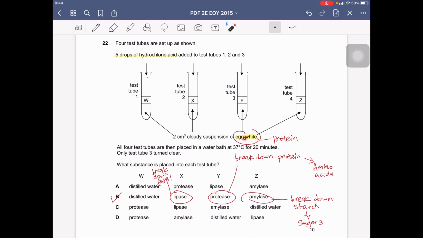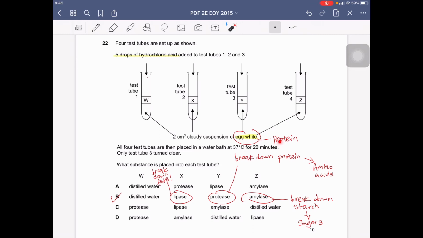So egg white is a protein. So you have your different substances, W, X, Y, and Z put inside. They are all very cloudy initially. However, there is only one test tube that turned clear. Now, test tube 3 turning clear means something must have happened to the egg white. So the protein in the egg white must have been broken down.